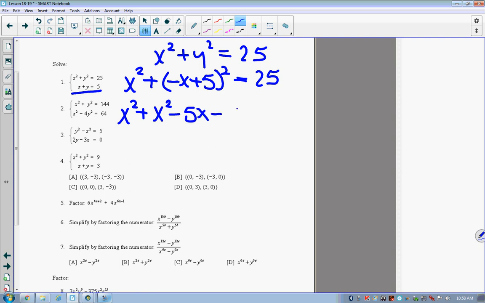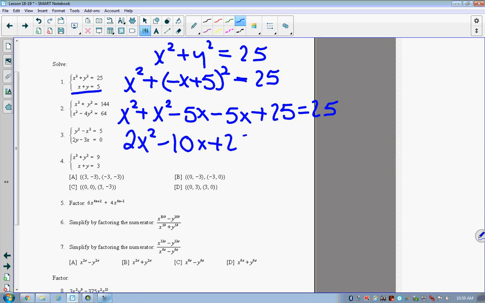That's going to give me negative 5x. I'm getting 5 times 5, which is 25. Okay? You follow me through that? All right, let's go ahead and combine some like terms. What's x squared and x squared? Good, 2x squared. I got negative 10x plus 25 equals 25.